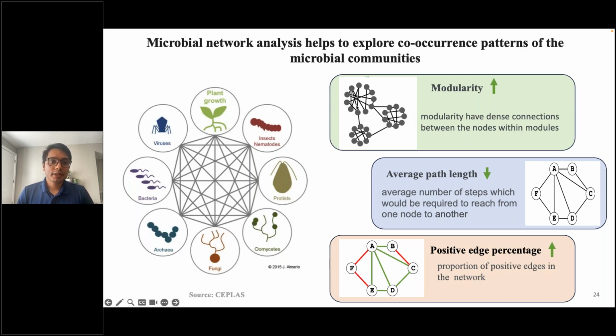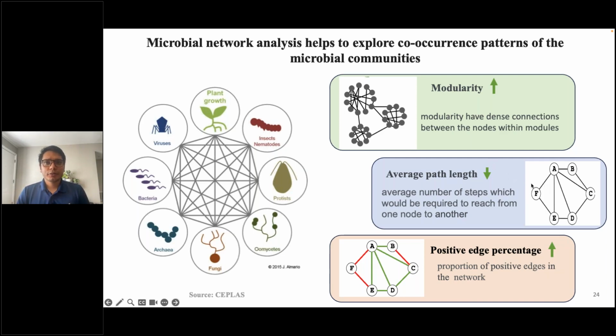So the modularity is the connection of the nodes within the particular module. It means the higher the connectivity of the nodes within these modules, the higher the modularity of this particular association network. A network with higher modularity will have dense connections within the modules, but sparse connections between the modules. And this is known as a more stable connection in terms of microbial interaction.